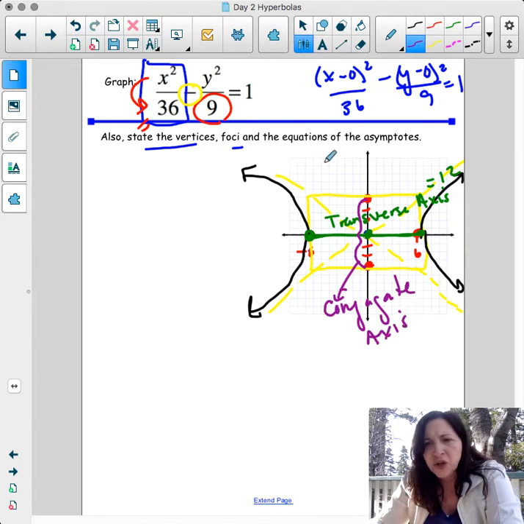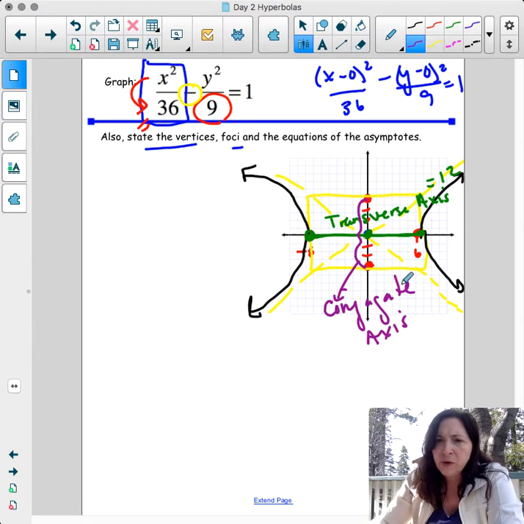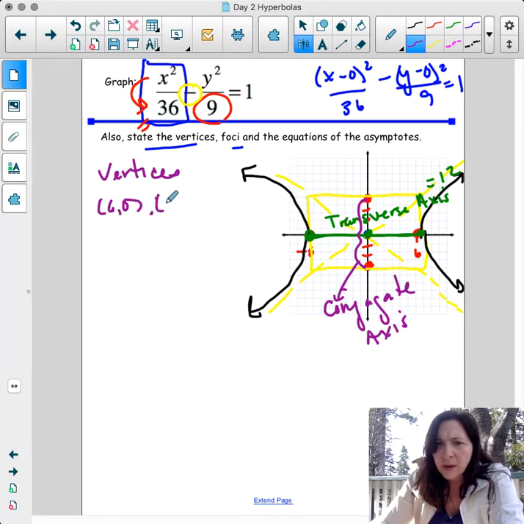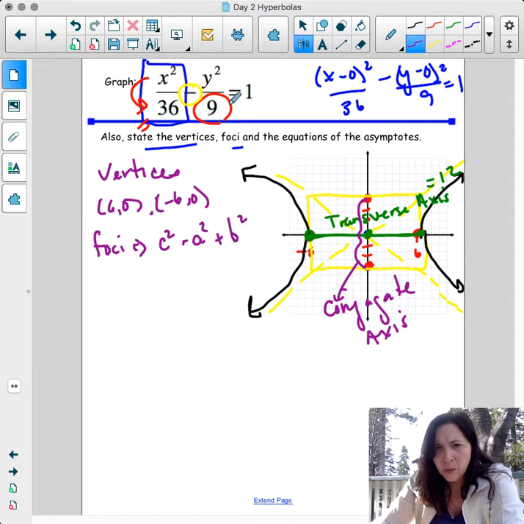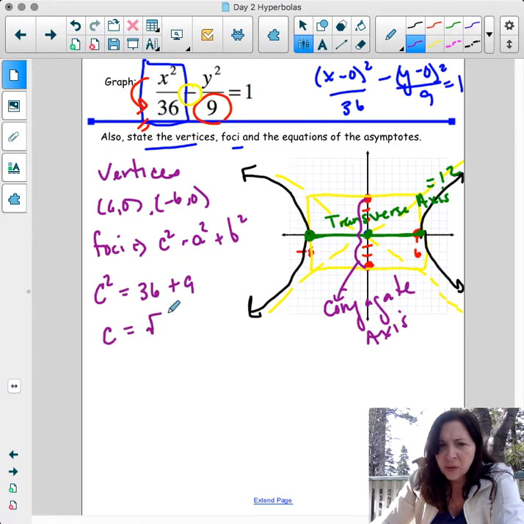All right. Additionally, we know our vertices are at (6, 0) and (-6, 0). We need to find our focal points. So first we need to find the foci. c squared is equal to a squared plus b squared. We have a squared and b squared, so c squared is equal to 36 plus 9. So c is equal to the square root of 45, so c is equal to 3 root 5.